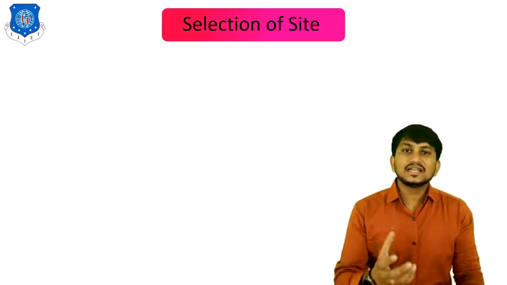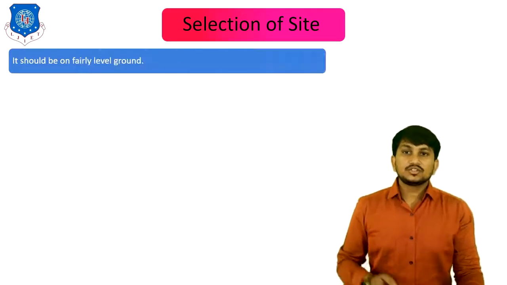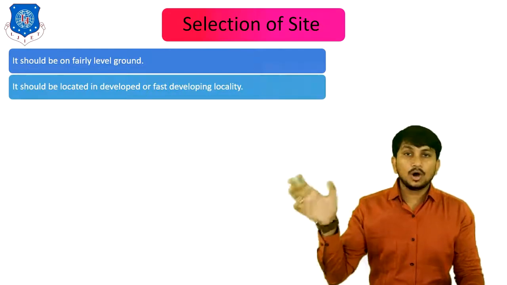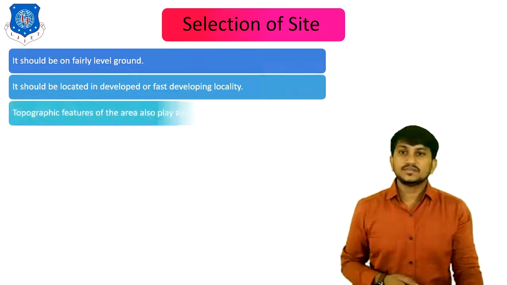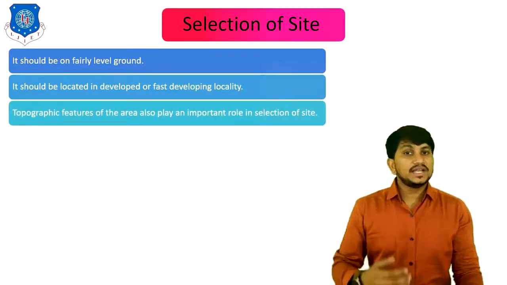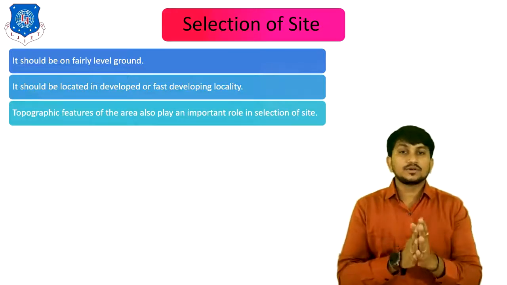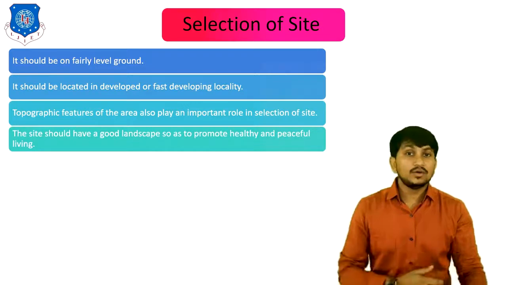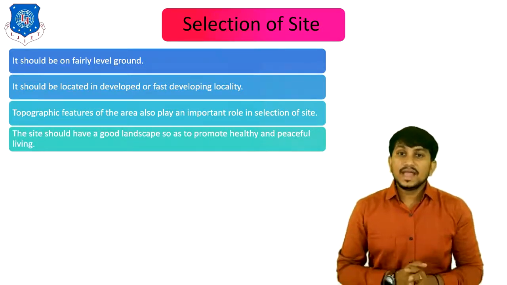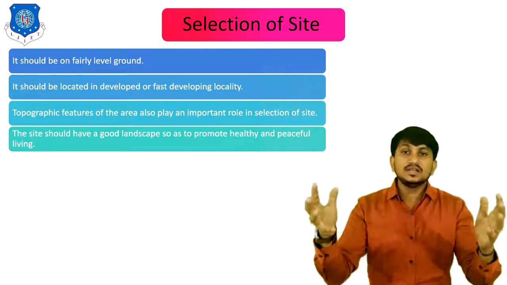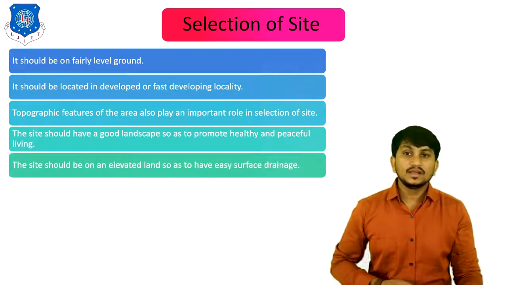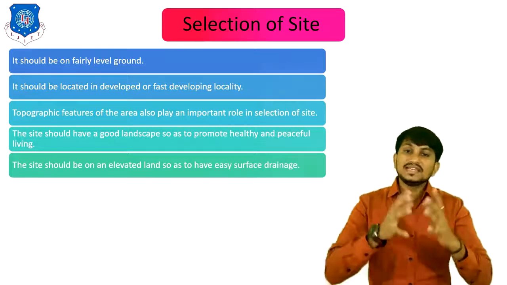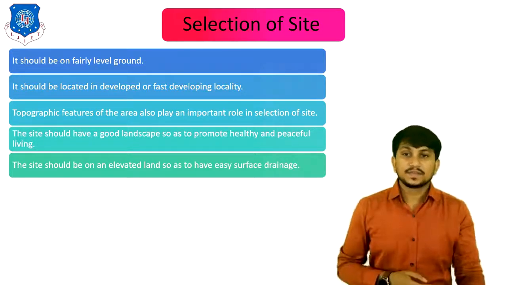How is a site selected for building planning? It should be on fairly level ground. It should be located in a developed or fast developing locality. Topographic features of the area also play an important role while selecting the site for building. The site should have good landscape so as to promote healthy and peaceful living in the building. The site should be on elevated land so as to have easy surface drainage.